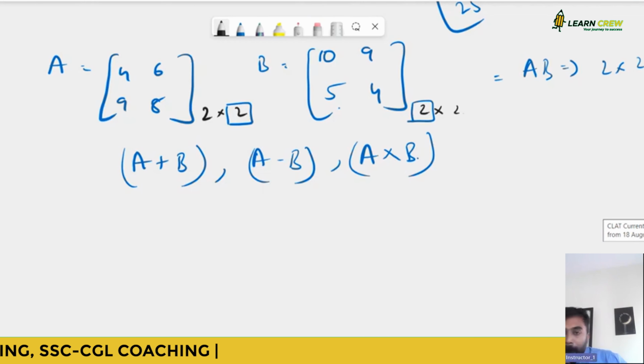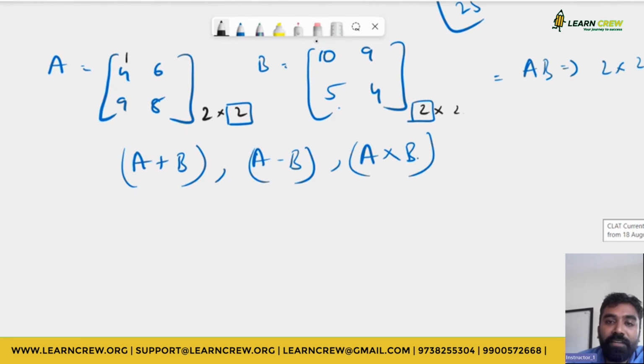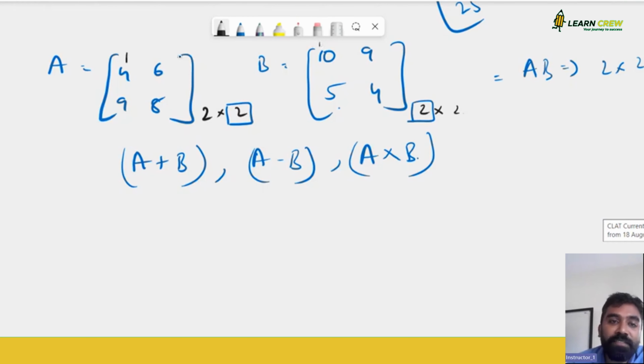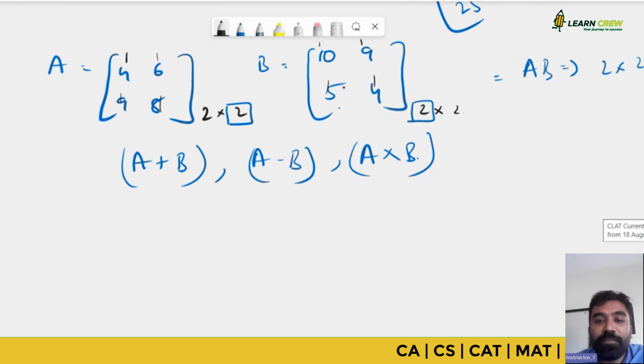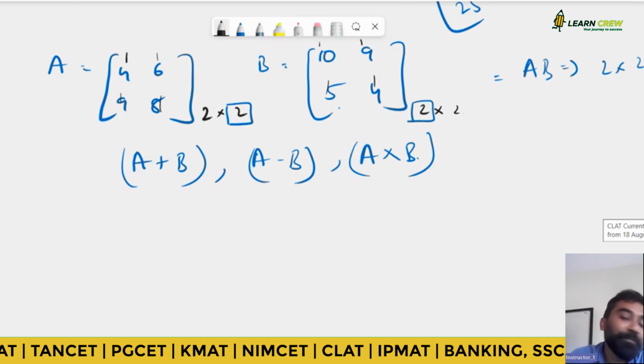Sir, A plus B is 14, 15, 14 also. A minus B is going to be minus 6, 6, minus 3, and then 4, right? So whenever you add and subtract, the first element is going to be added with the first element of B matrix. The second element is going to be added with the second element of B matrix. Third element of A is going to be added with the third element of B matrix. Fourth element is going to be added with the fourth element of B matrix. The same holds good for subtraction also. Pretty much very basic, very basic.